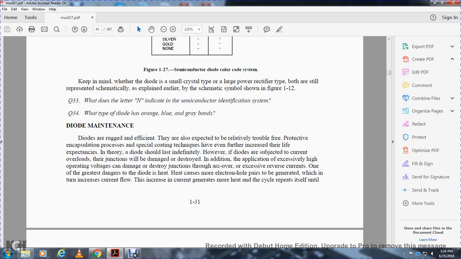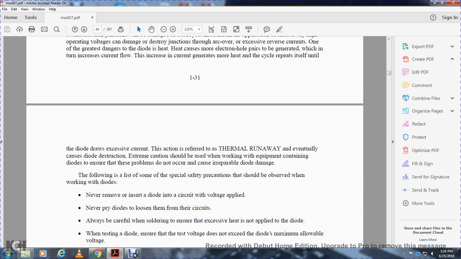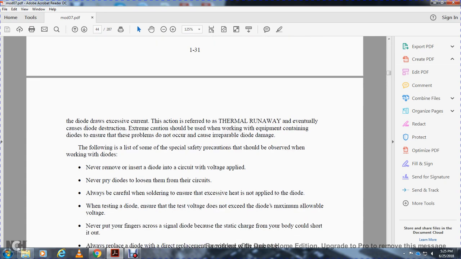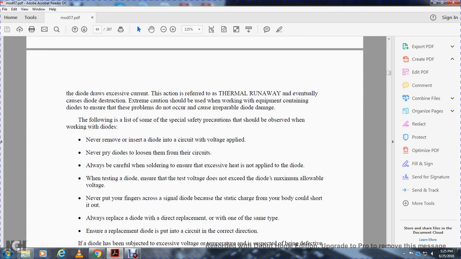The greatest danger to the diode is heat. The more heat, the more electron and hole pairs are generated, which in turn increases the current flow. The current increase generates more heat, and the cycle repeats itself until the diode draws excessive current. This action is referred to as thermal runaway, and eventually the current causes diode destruction. Extreme caution should be used when working on equipment containing diodes to ensure that problems do not occur that cause irreparable diode damage.